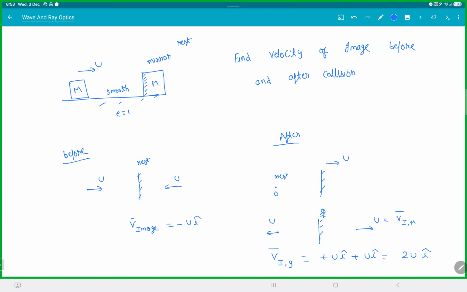Clear with this? So be careful with that. They might look the same, they're not. So before and after collision, the velocity of the image changes. Simple question, but people get trapped. They think it is the same. It's not.